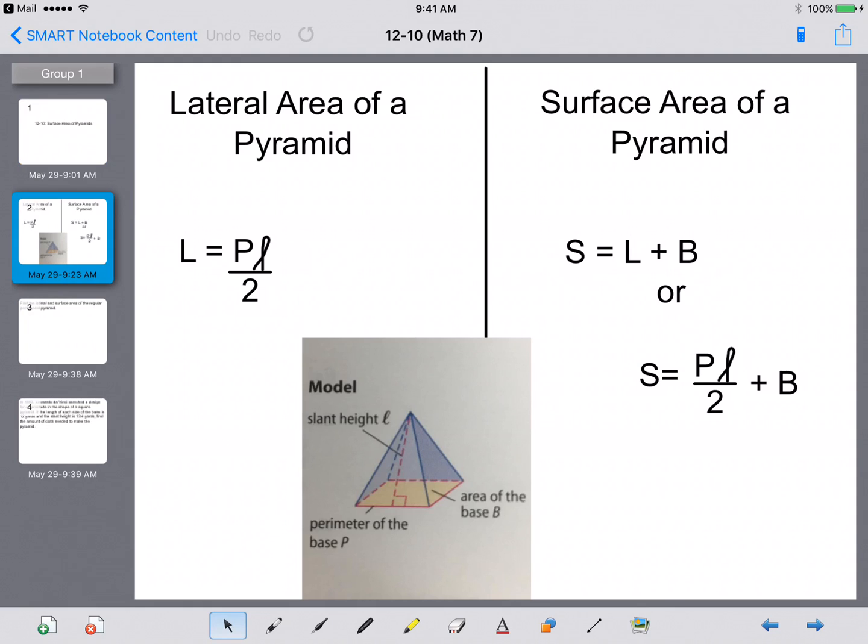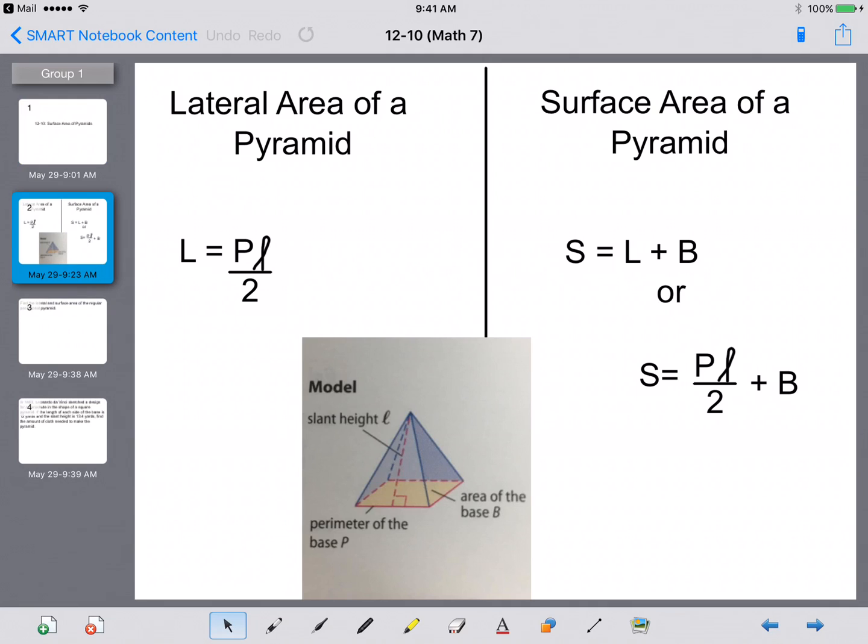So the first thing you need to know is how to figure out the lateral area of a pyramid. What you do is you take the perimeter of the base, multiply it by the slant height, which is that cursive L, and then divide by 2. So perimeter times slant height divided by 2 is your lateral area. So it's the blue part.